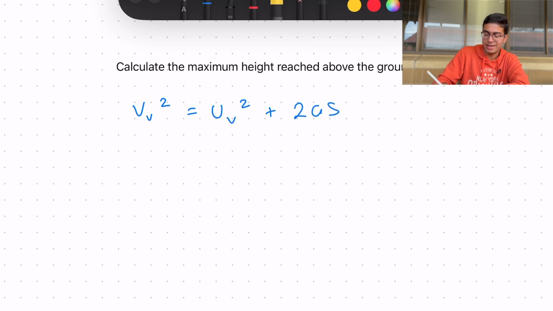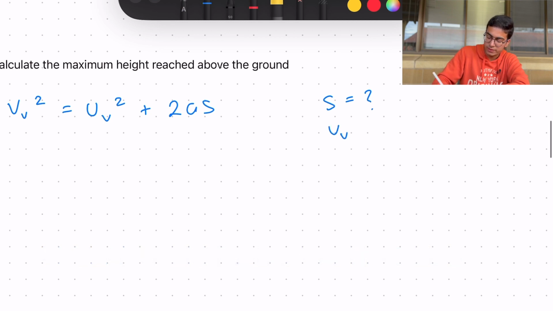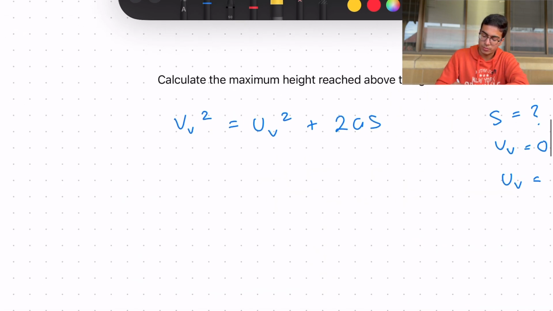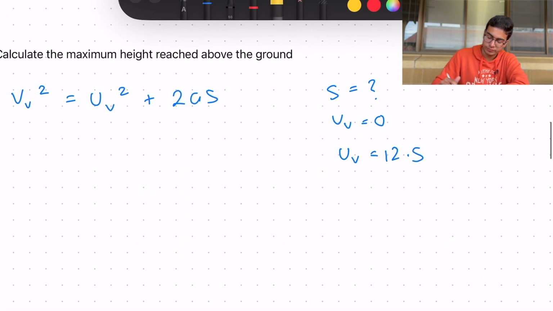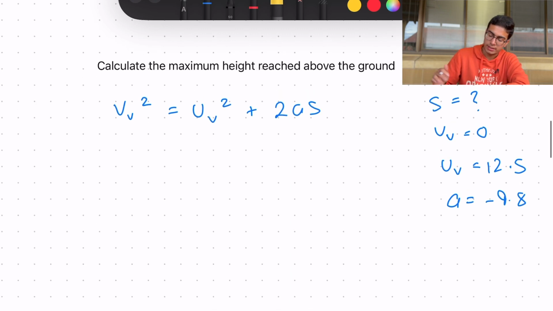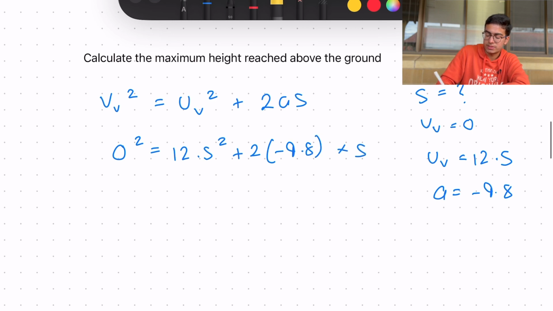plus 2as, where if we write our variables out here, s is what we're trying to find, v vertical we know is 0, and u vertical is actually what we found in the question before, which is 12.5. And a is negative 9.8, and remember to put our direction, so negative is down. Now plugging that in, 0 squared equals 12.5 squared plus 2 times negative 9.8 times s. So that means that negative 12.5 squared equals negative 2 times 9.8 times s.